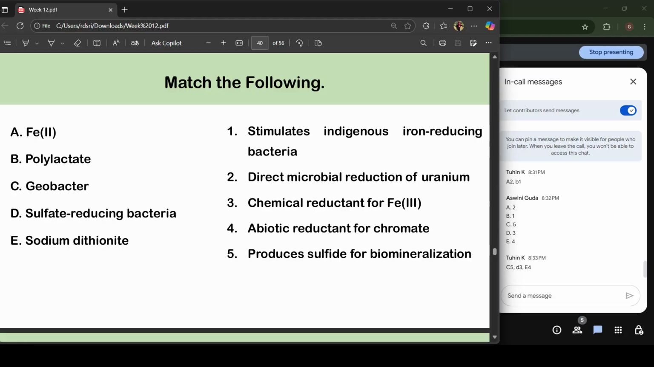So we'll be mapping the triggers, microorganisms, or the products to the nature of the reaction that happens.